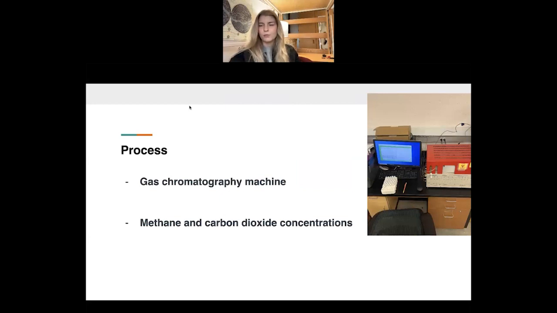Then, I used a gas chromatography machine to measure the concentration of methane and carbon dioxide in each of the samples. This machine works by taking a sample from the bottle and running it through a column that separates the methane and carbon dioxide particles in the sample to determine the total quantity of each. The larger quantity of methane per sample, the better for this experiment.